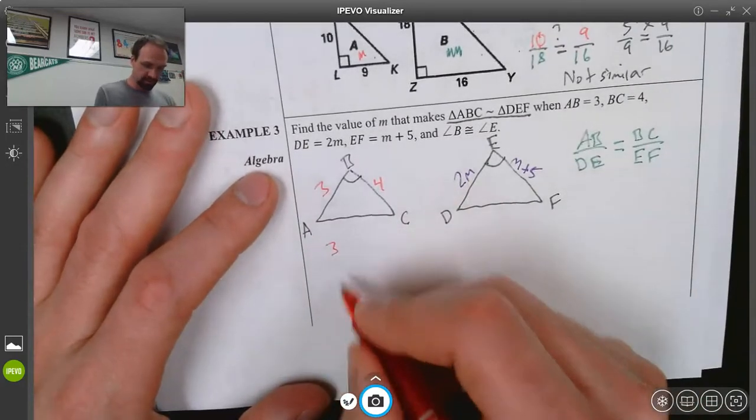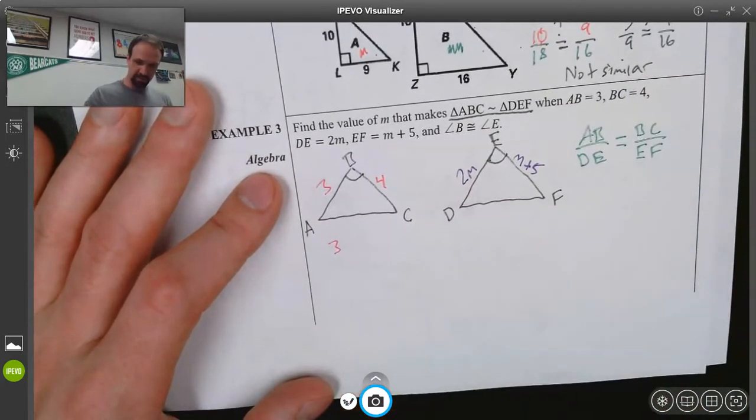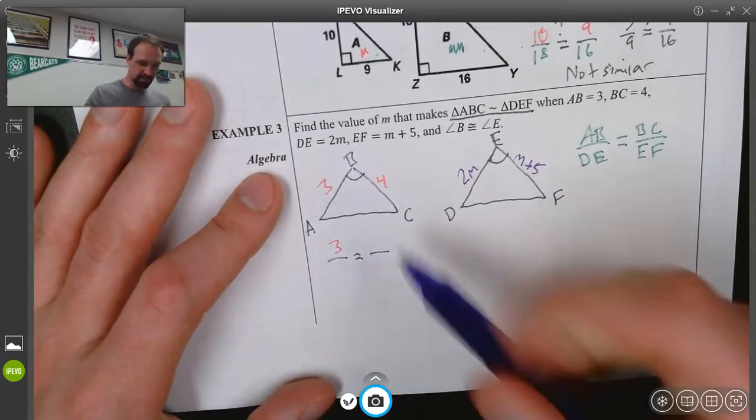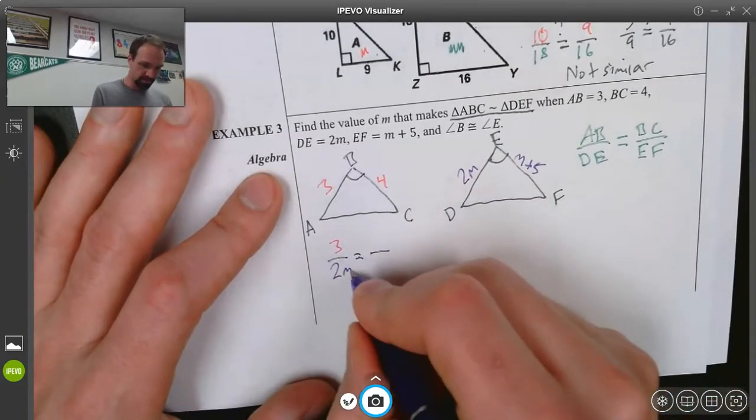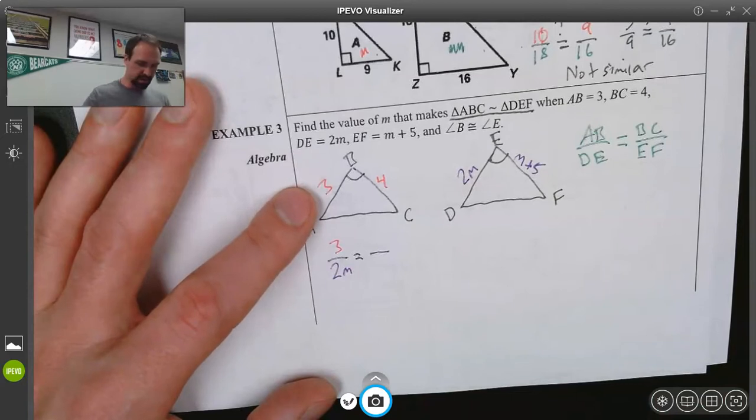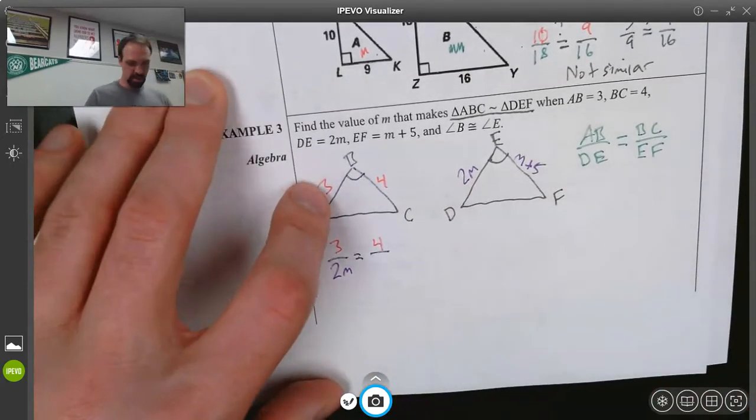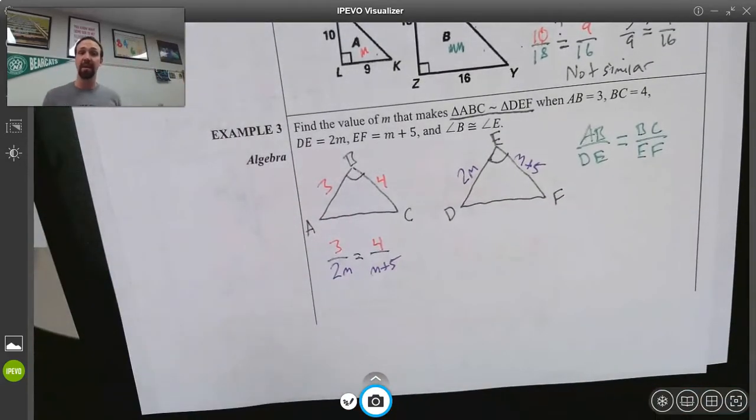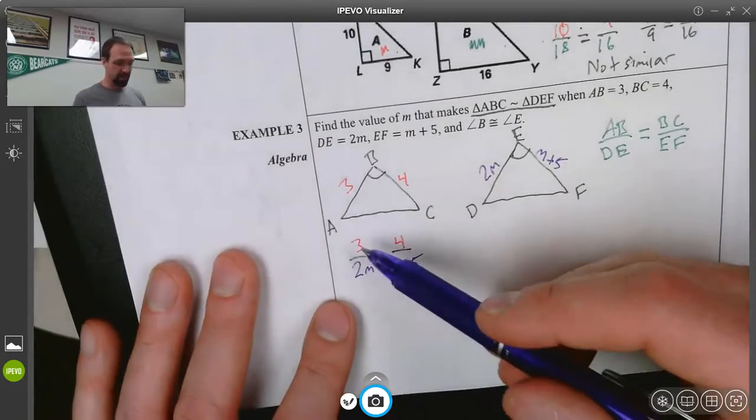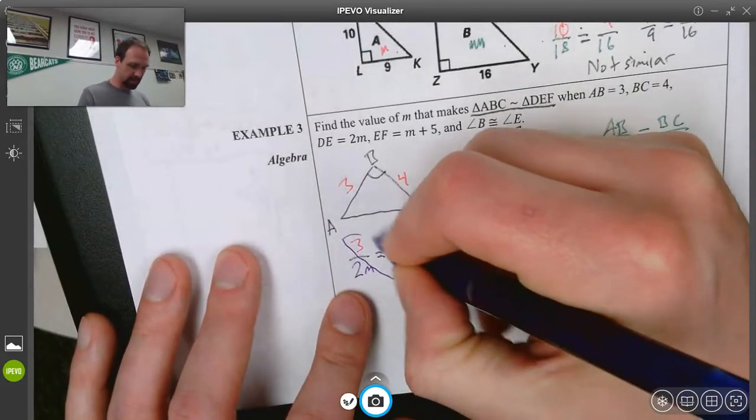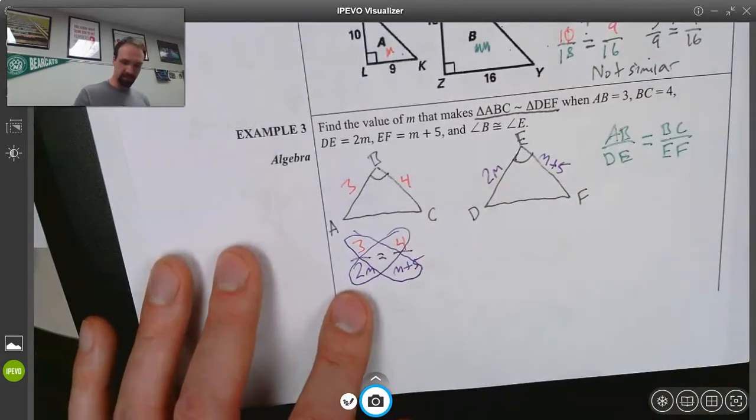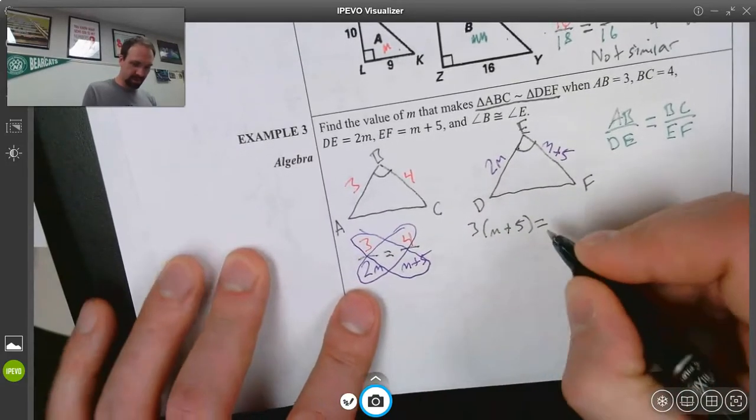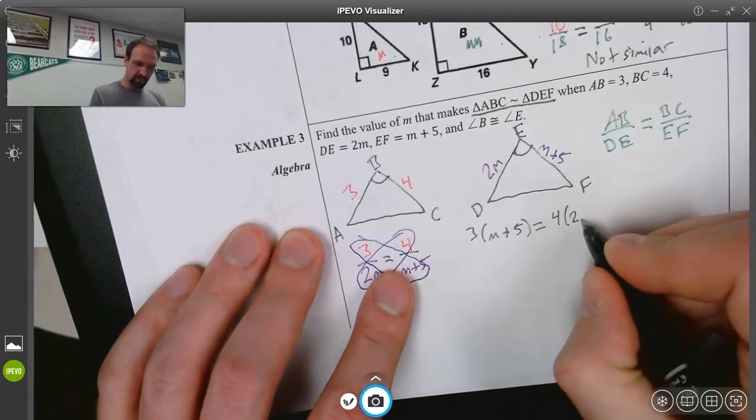So now when I put in each of these pieces, I have AB, which is 3, over DE, which is 2m, and then BC, which is 4, over EF, which is m plus 5. All right, so I'm going to find the value of m to make this true. So the best way to do this is to cross multiply. So I'm going to take 3 times the m plus 5, set that equal to 4 times the 2m.